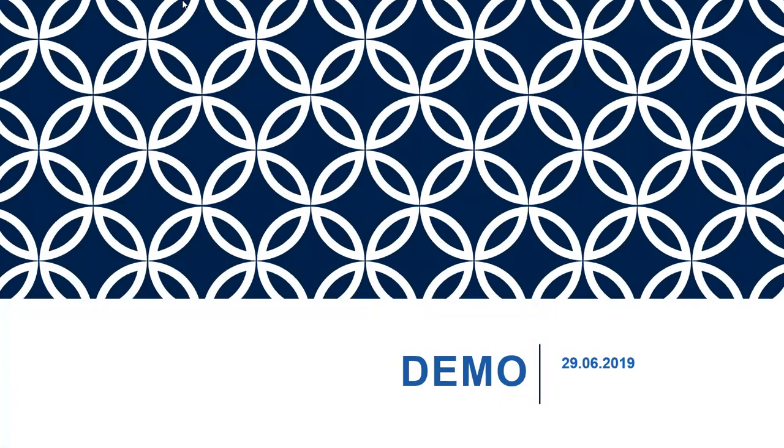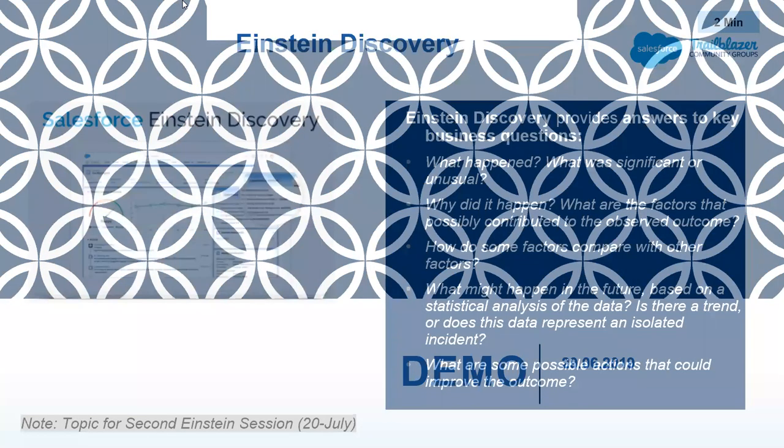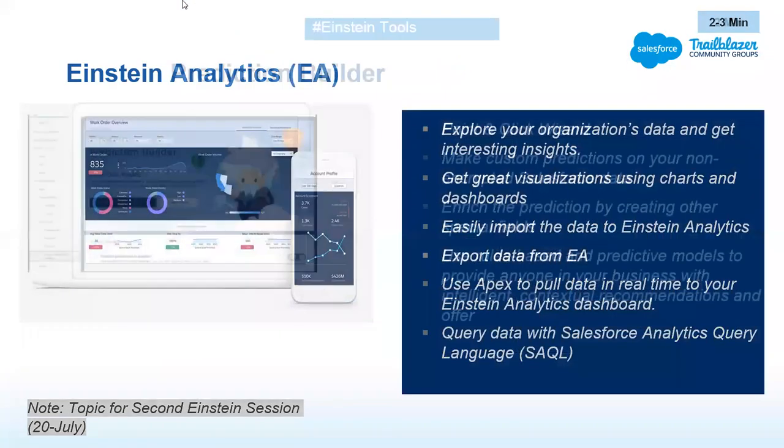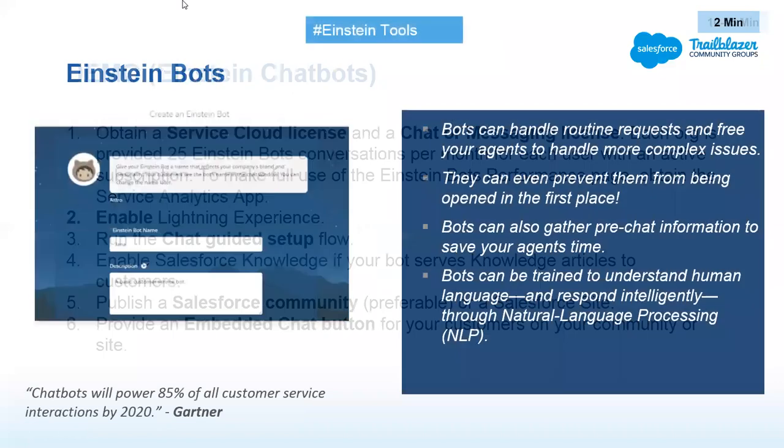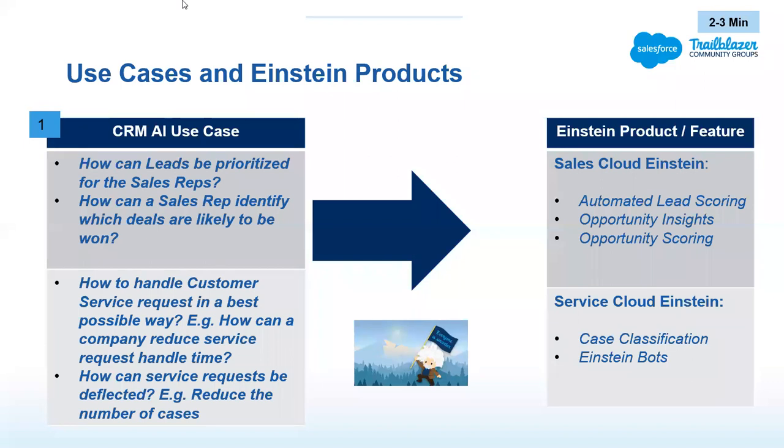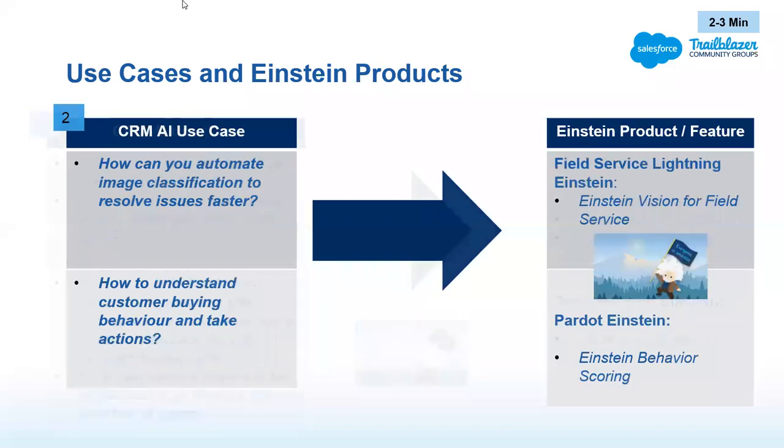Okay, so now we can actually go to the Einstein demo. And some of the topics which we have covered will be kind of repeated in the demo. I will go to the Salesforce screen and show you how it works. So the demo would be basically on, for example, automated lead scoring. We will be talking about Einstein Bots. And if time allows, we will also go through the prediction builder.